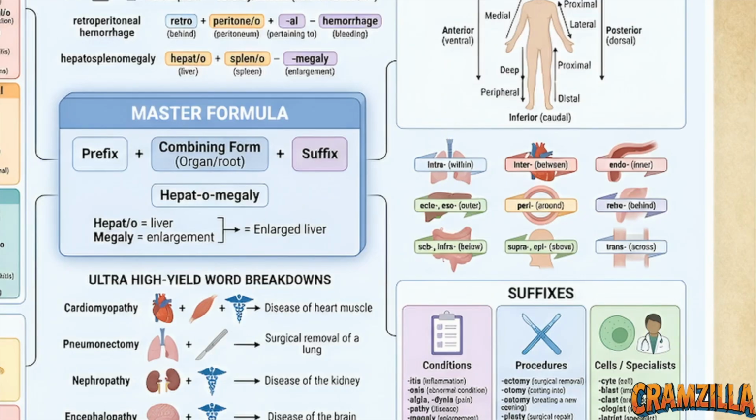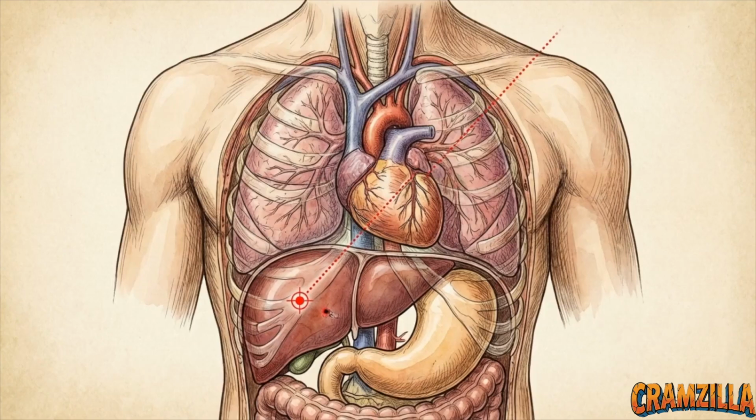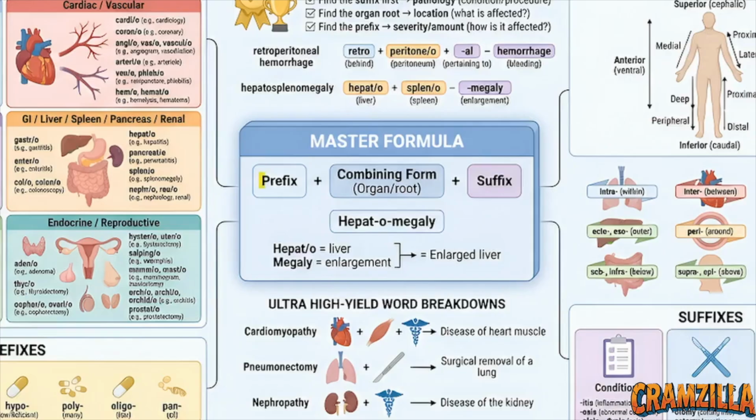For surface positioning, sub or infra is below, supra or epi is above, peri is around, and retro is behind. Combining an organ root with one of these spatial coordinates creates a precise map for surgical or diagnostic navigation. We move to the first slot of the master formula, the prefix.